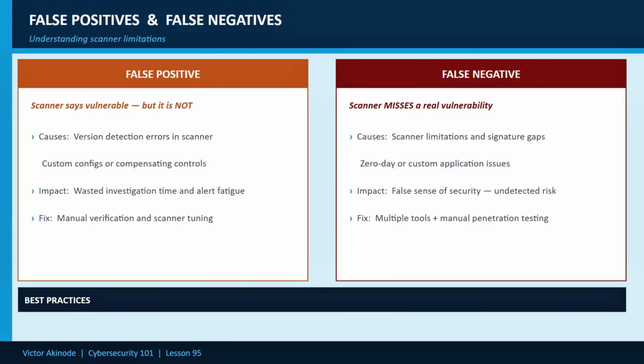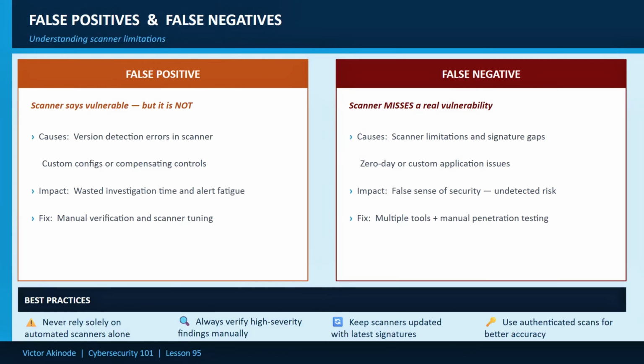And what are the best practices for this? The first one is to never rely solely on automated scanners. They are tools, not silver bullets. Secondly, combine automated scanning with manual testing for comprehensive coverage, which means always verify high severity findings before patching production systems. Thirdly, keep scanners updated with the latest vulnerability checks.